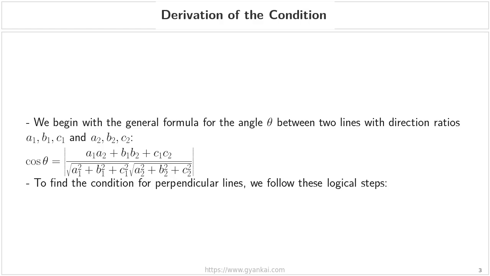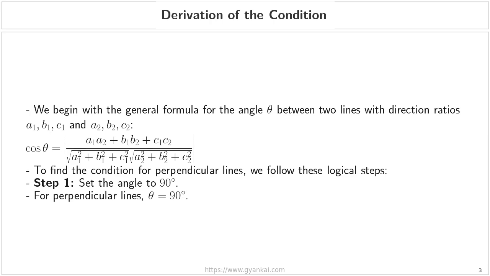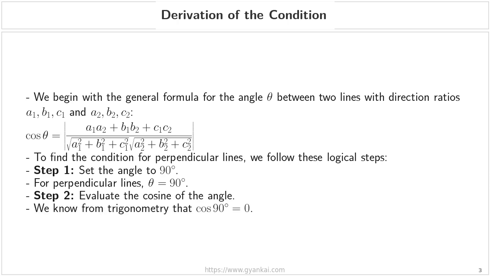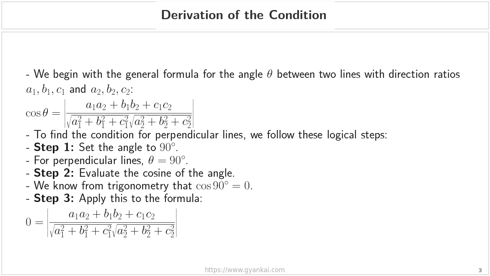To find our specific condition for perpendicular lines, we just follow a simple four-step logical process. Step 1, we set our angle theta to 90 degrees, because, as we discussed in the previous slide, that is the very definition of perpendicularity. Step 2, we evaluate the cosine of that angle. From our basic trigonometry, we know that the cosine of 90 degrees is exactly 0. Step 3, we apply this 0 back into our main formula.